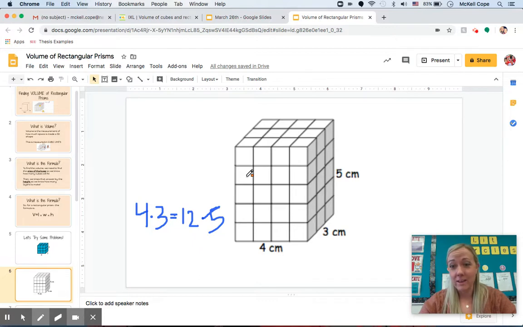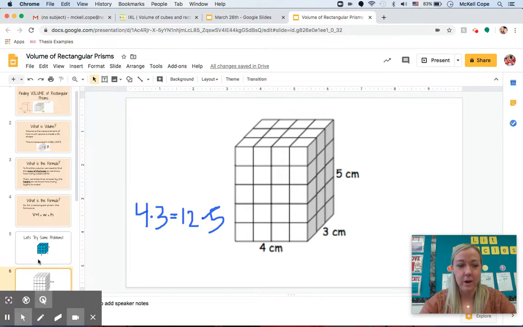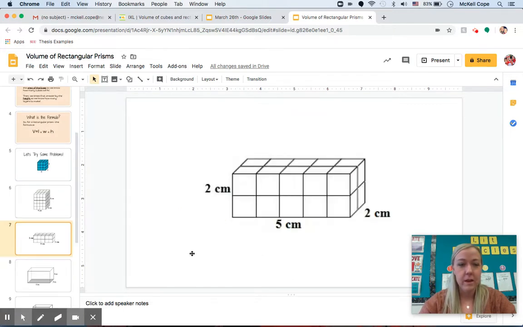So again, the formula for finding the volume of rectangular prisms is super simple. It's just this times this times this. Length times width times height. Okay, now we're going to add a little bit more layers as we go on here. This one's a little bit easier. So I'm going to have you pause. I want you to try this one on your own, and then we will do it together.